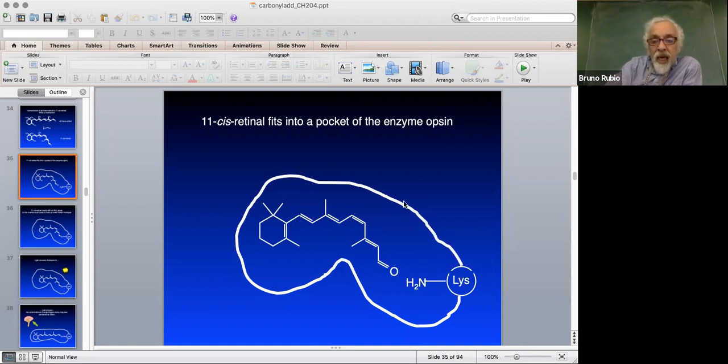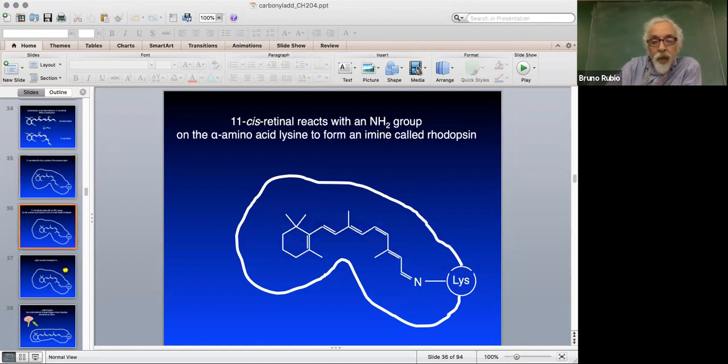And the enzyme has a lysine residue. This is an amino acid. The amino acid lysine has an NH2 group. The 11 cis retinal is an aldehyde. That's a primary amine. Bang. They get together to form an imine. Okay, and so this is called rhodopsin. So if you're seeing me, if your eyes work, this is happening in your retina right now.